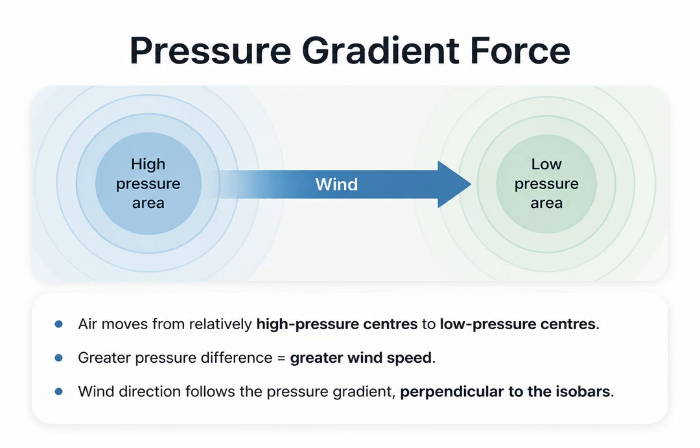The primary driver of wind is the pressure gradient force. Simply put, nature hates a vacuum, and it hates imbalances. Air will naturally flow from areas of relatively high pressure to areas of relatively low pressure to balance things out. The greater the difference in pressure between these two areas, the faster the wind will blow. Initially, this force directs the wind straight across, perpendicular to the isobars.